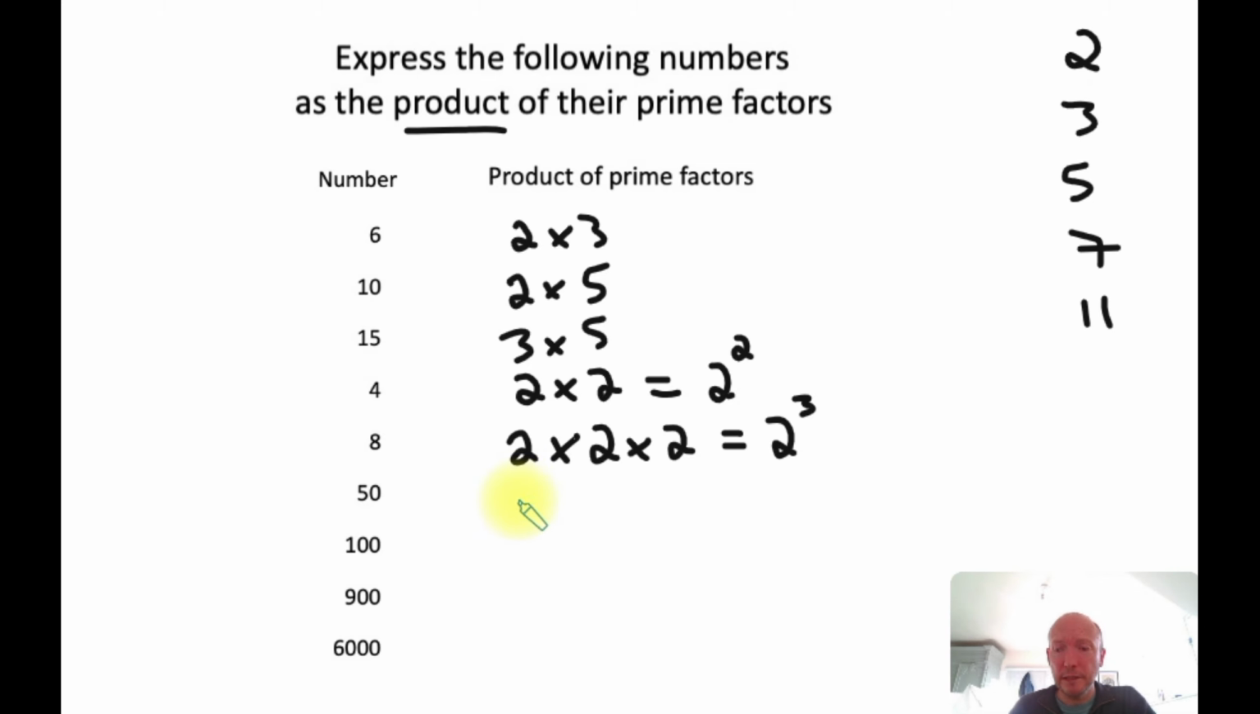What about 50? Okay, getting a bit more tricky now, harder to see. Again, maybe a little bit of trial and error. We could find 2 times 5 times 5, which would be 2 times 5 squared. But it's starting to get hard now, isn't it? And as we go further down this list, look at 6,000. My goodness, that's going to take us a very long time to find if we were to do that by trial and error. So what you need is a method.